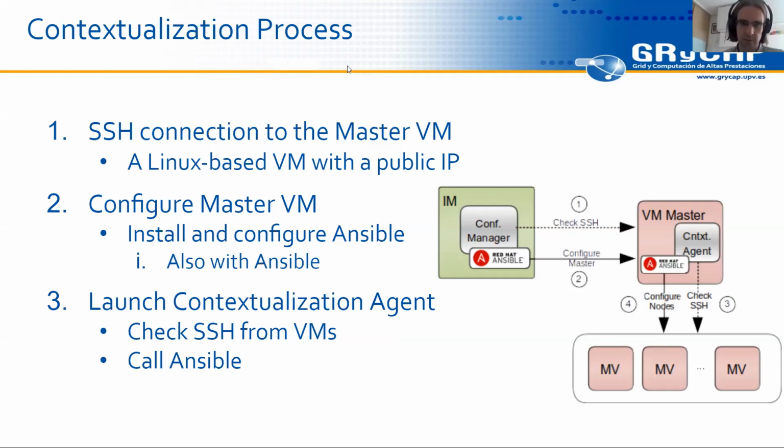And then this is the virtual machine that is used in order to configure all the rest of the virtual machines of the infrastructure deployed. So there is a configuration agent that is deployed in the master virtual machine. And it is in charge of checking the SSH connection, calling Ansible, and coordinating the contextualization step in parallel in all the virtual machines at the same time.